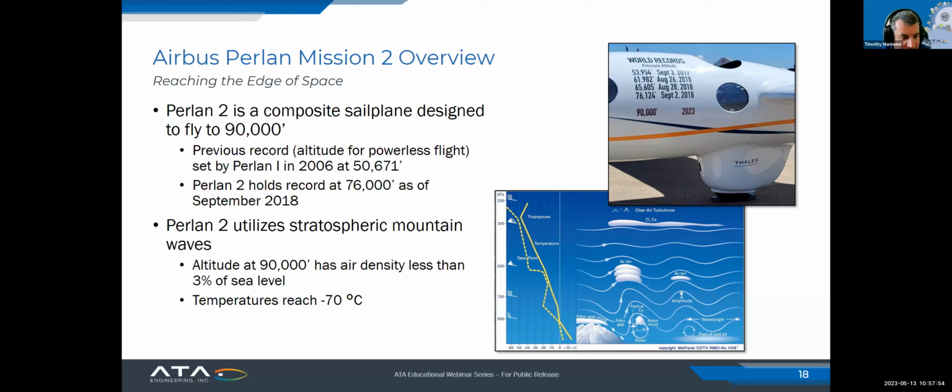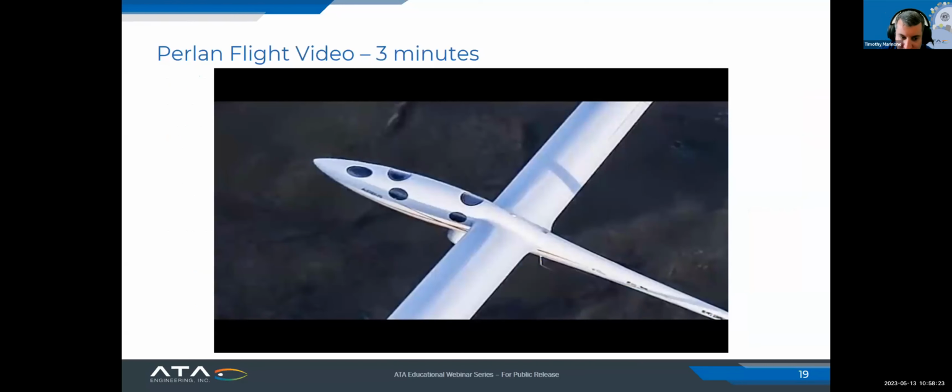As you can imagine, they're trying to hit that goal of 90,000 feet. There are significant challenges due to both the air density and the temperature. And so there was a lot of engineering design that went into how do they actually make sure that it's still going to function at both sea level and at 90,000 feet. However, before we get into that project, I would like to show you the video that they put together in celebration of the record.